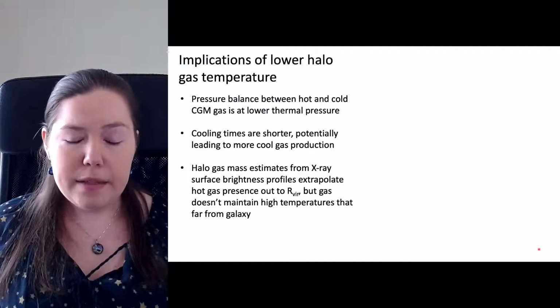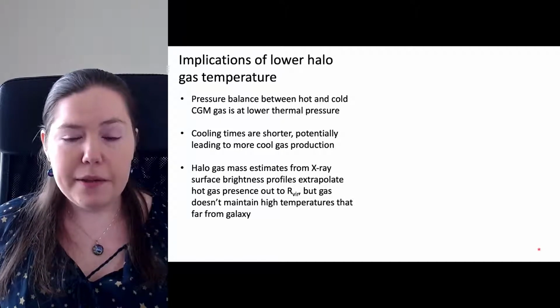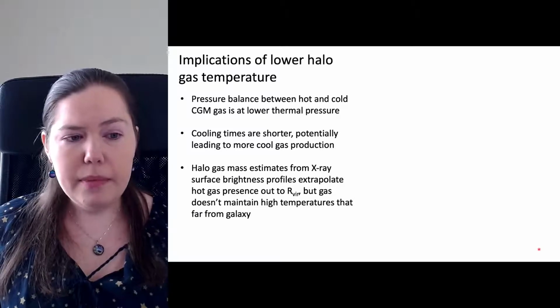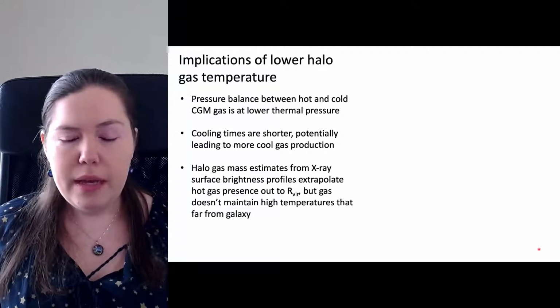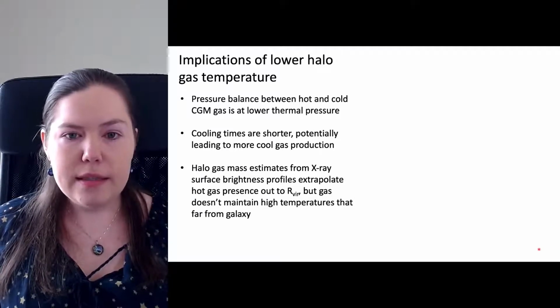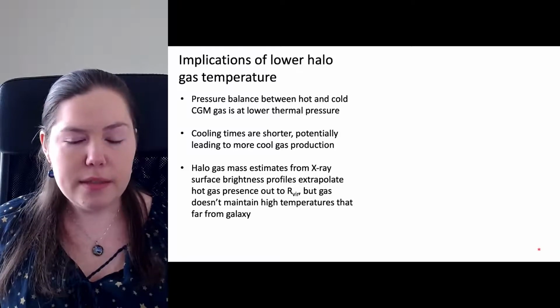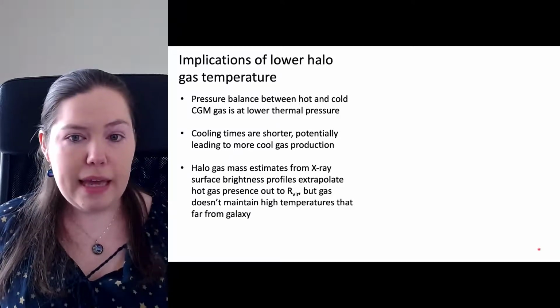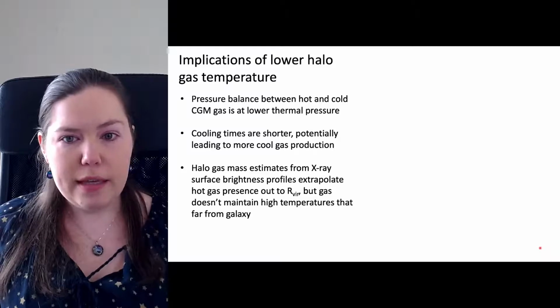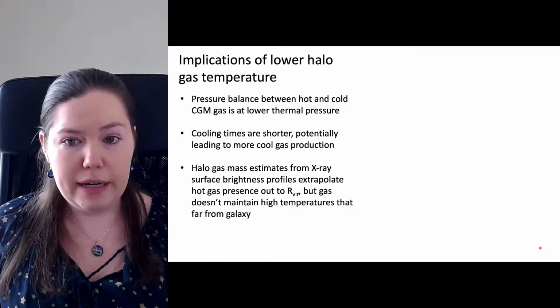Halo gas mass estimates from X-ray surface brightness profiles might not be correct because these estimates usually assume that the hot X-ray emitting gas is extended all the way out to the virial radius. But that does not appear to be the case, in that the temperature of the gas gets a lot cooler as you approach the virial radius.